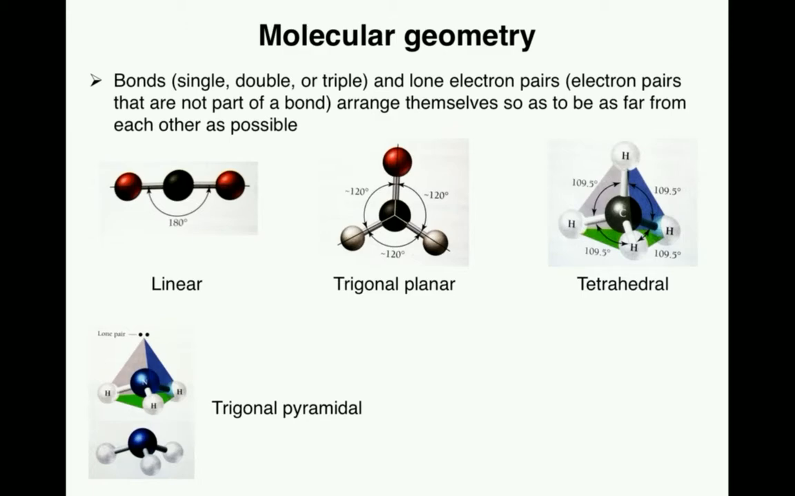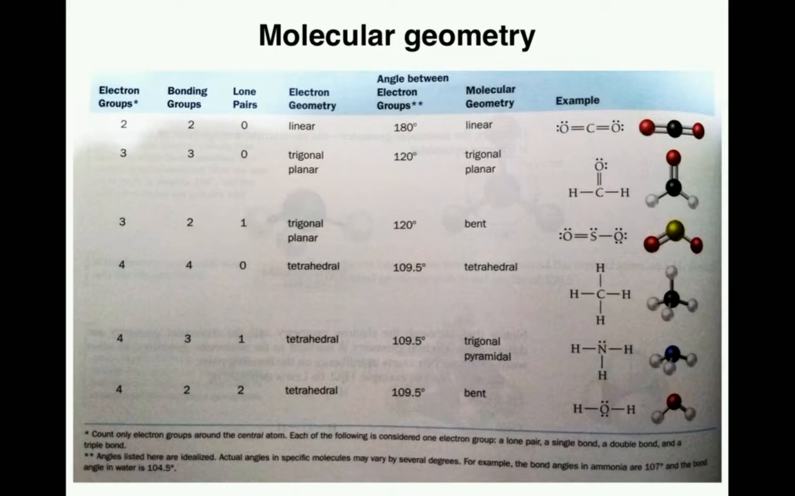If a central atom in a molecule has two bonds and two lone electron pairs, then the bonds and the lone electron pairs point towards the apices of a triangular pyramid. Therefore, the two bonds are not opposite each other, but again at an angle of 109.5 degrees. This geometry is known as bent, and an example of a bent molecule is water. The following slide summarizes the various possibilities for molecular geometry.